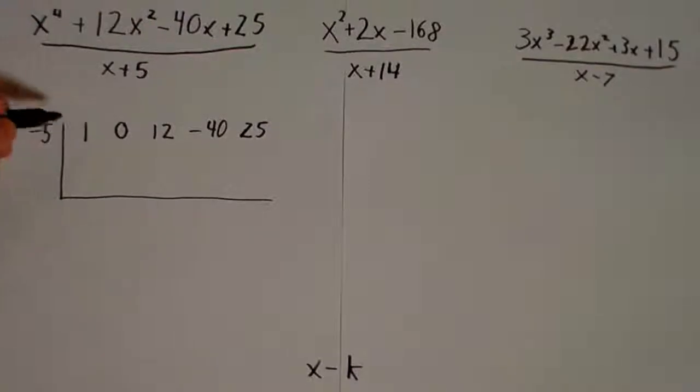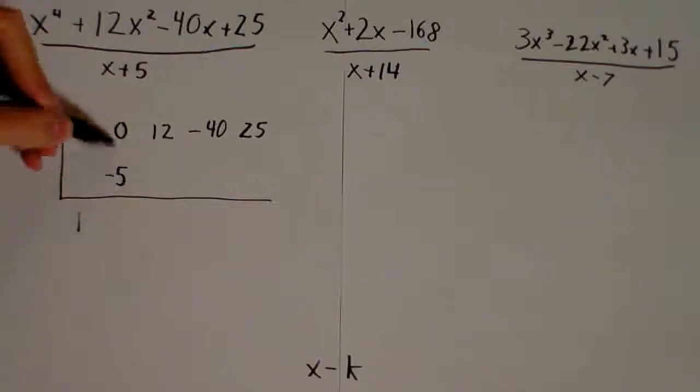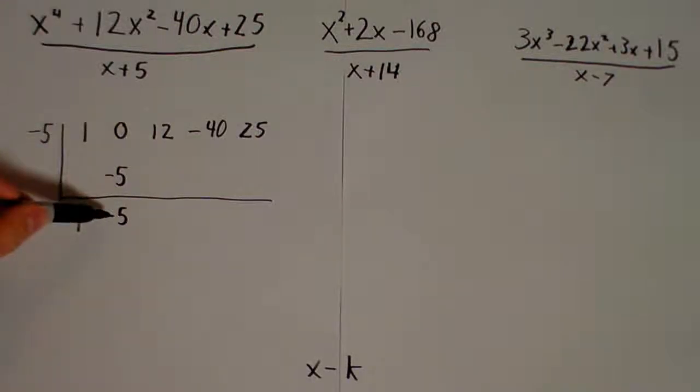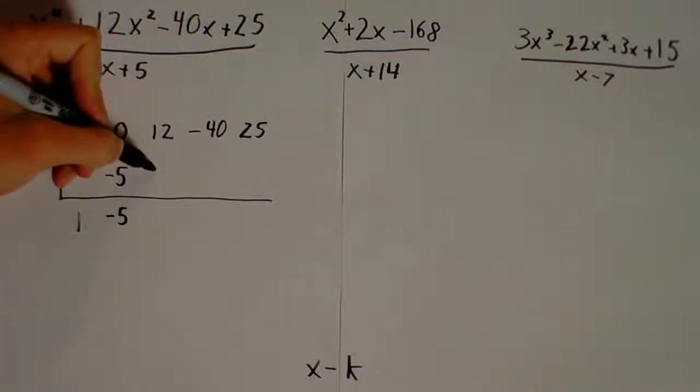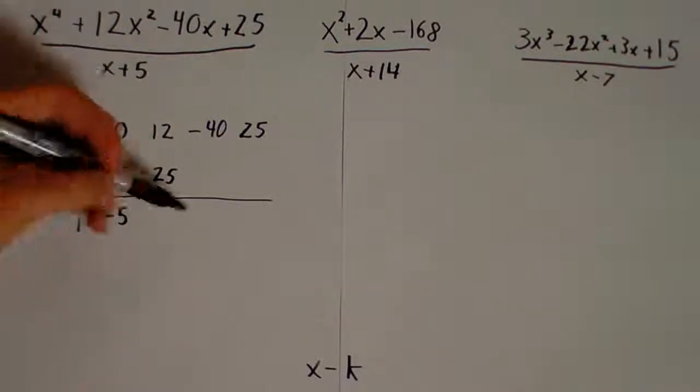Alright, so remember the process we learned in synthetic division. We're just going to go through that process. Bring down the 1, multiply the 1 by the negative 5 to get negative 5, and add these two terms, 0 and negative 5, together. That gives us negative 5. Multiply the negative 5 by the negative 5, and get positive 25. 12 plus 25 is 37.